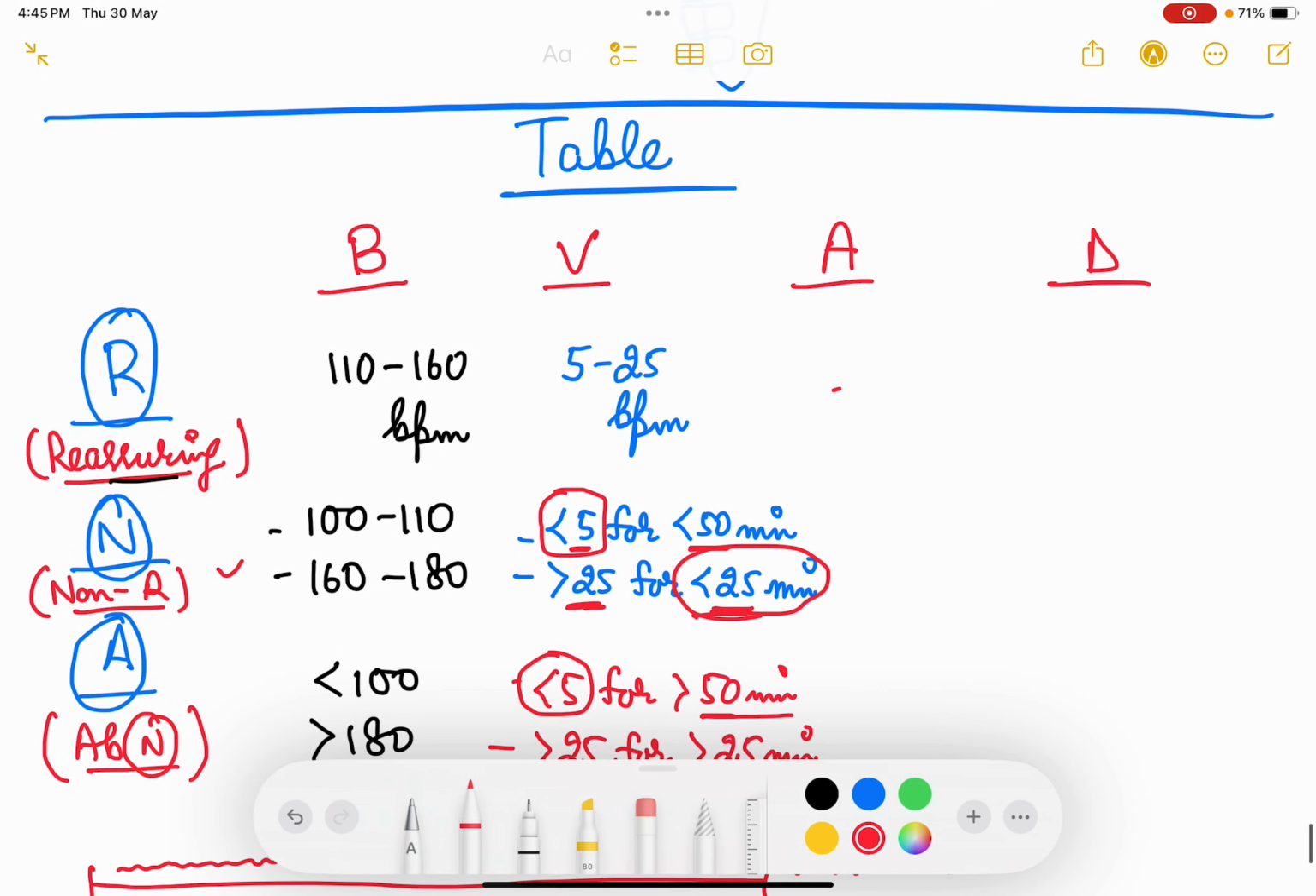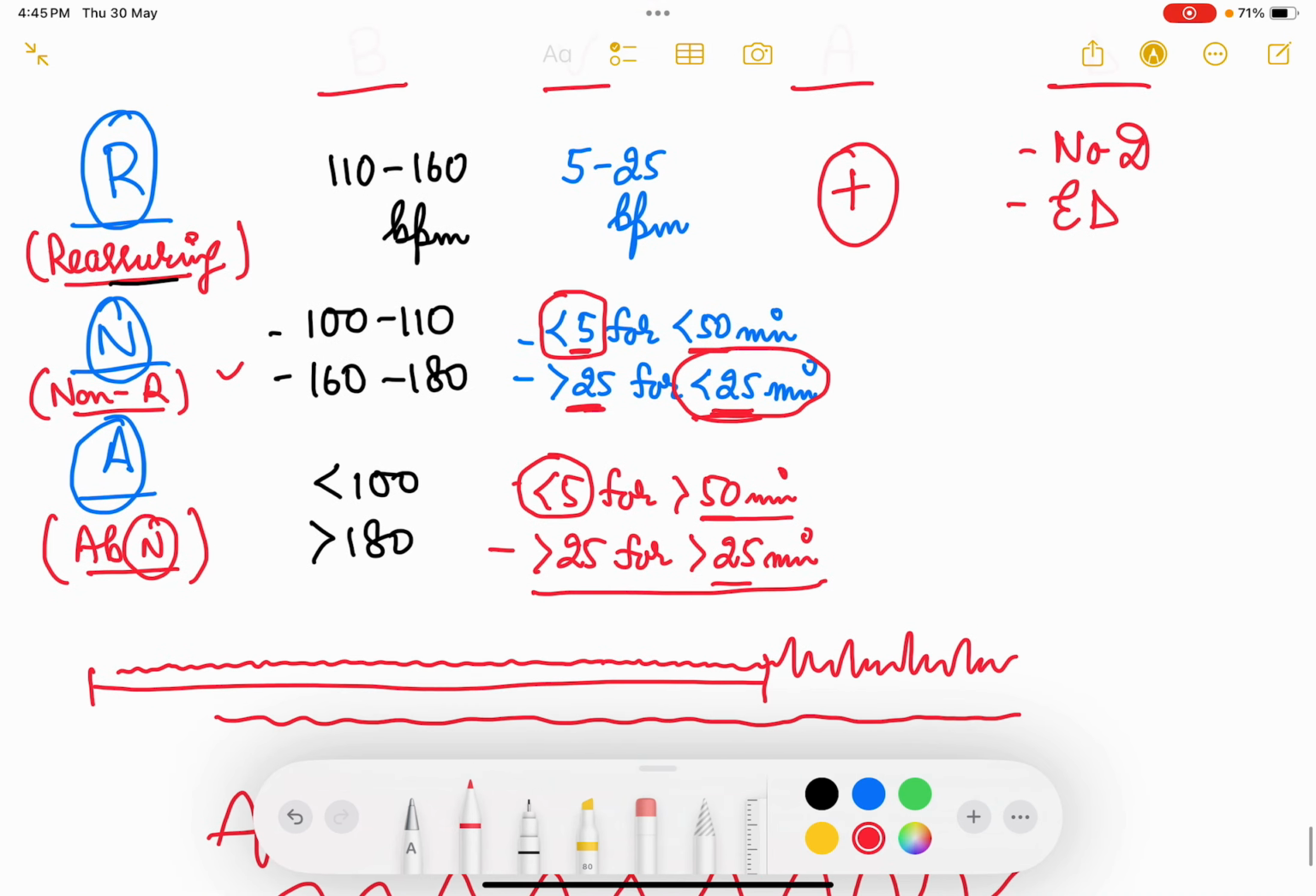Any kind of acceleration when it is present, it is always reassuring. Coming to deceleration, when there are no decelerations, then it is reassuring. When there are early decelerations, they are non-reassuring. Late decelerations are always abnormal. Coming to variable decelerations. Variable decelerations without concerning features are your non-reassuring features, whereas variable deceleration with concerning features will be your abnormal feature.